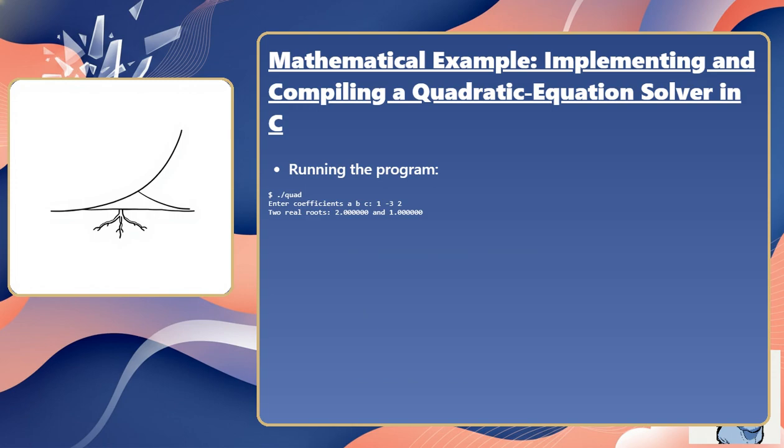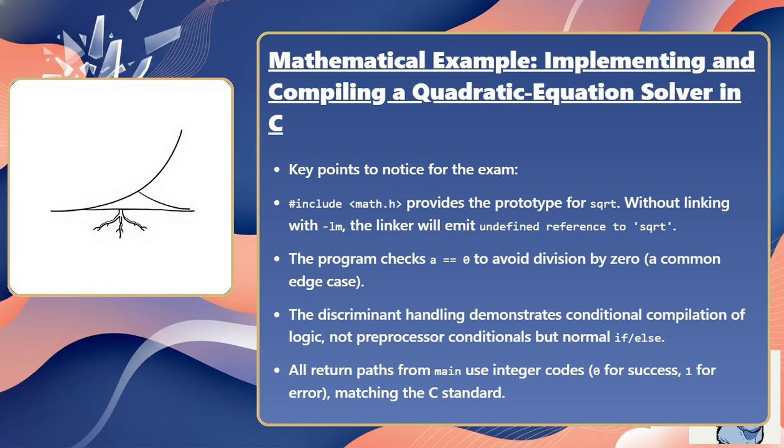./quad. Enter coefficients a b c: 1 -3 2. 2 real roots: 2.000000 and 1.000000. Key points to notice for the exam: include math.h provides the prototype for square root. Without linking with -lm, the linker will emit an undefined reference to sqrt. The program checks a equals 0 to avoid division by 0, a common edge case. The discriminant handling demonstrates conditional logic, not preprocessor conditionals but normal if-else. All return paths from main use integer code 0 for success, 1 for error, matching the C standard.